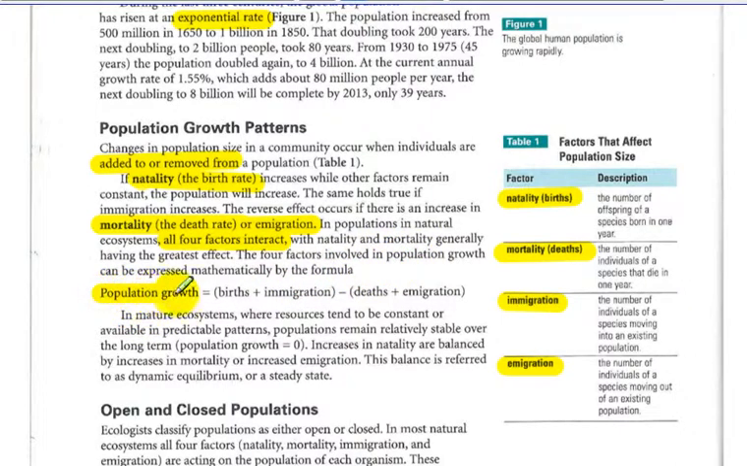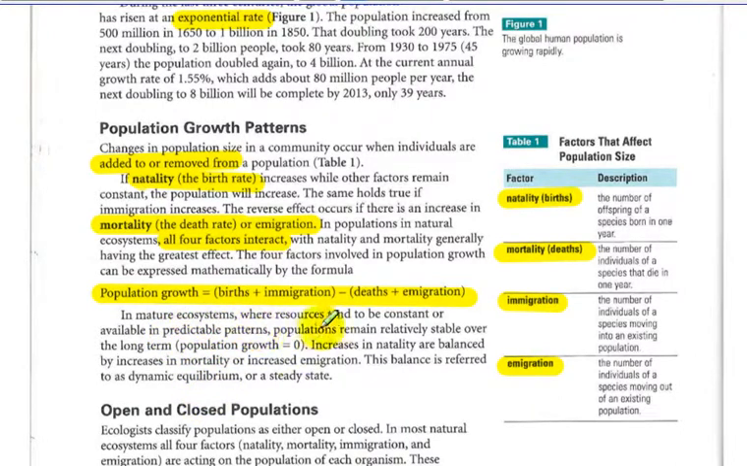So if you want to figure out the population growth of an area, of course you add up the things that will increase a population, add up the things that decrease a population, and of course the increasing factors minus the decreasing factors will give you how much you need to add on or subtract from your current population to figure out what's going to happen.